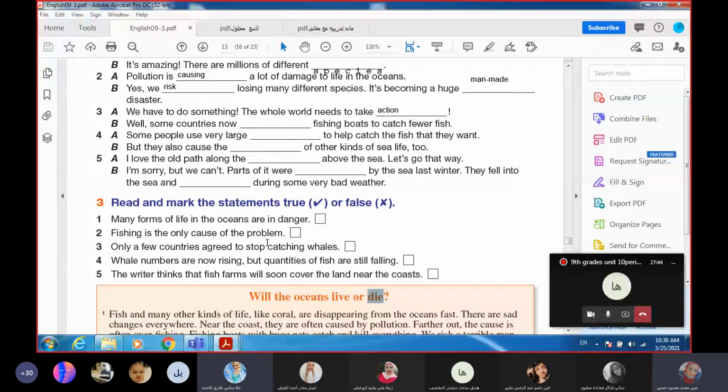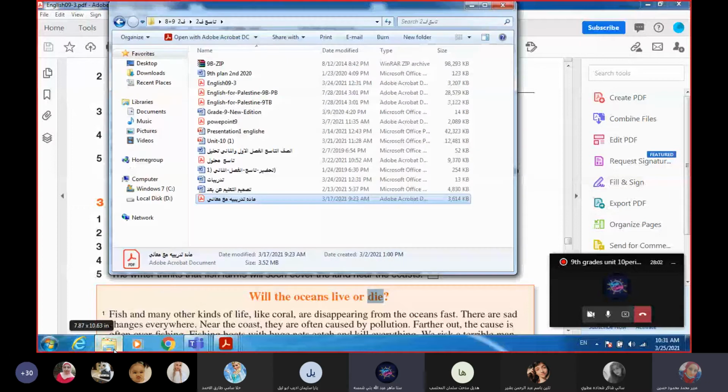Okay, number 3. Only a few countries agreed to stop catching whales. Okay, number 5. Whale numbers are now rising, but quantities of fish are still falling. Okay, now we are going to listen.